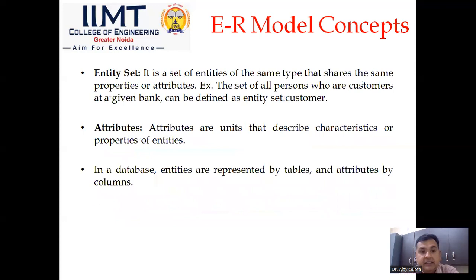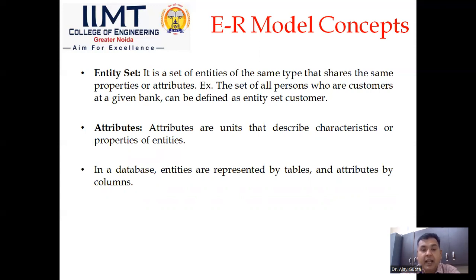Then what is an entity set? It is a set of entities of the same type that share the same properties or attributes. Example, the set of all persons who are customers at a given bank can be defined as the entity set customer, or we can say the students of the same class come under the entity set student.